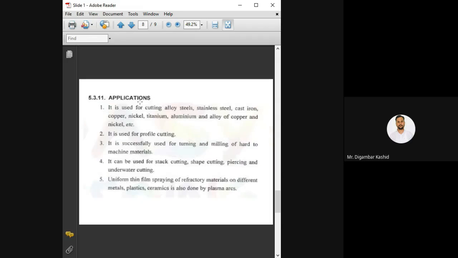Now let us discuss the applications. In this application, you can see the first application: this process is used for cutting alloy steel, stainless steel, cast iron, copper, nickel, titanium, aluminum, and alloys of copper and nickel. So all kinds of materials we can cut or machine.